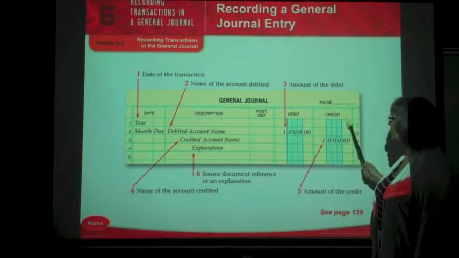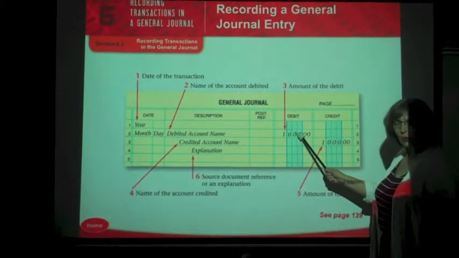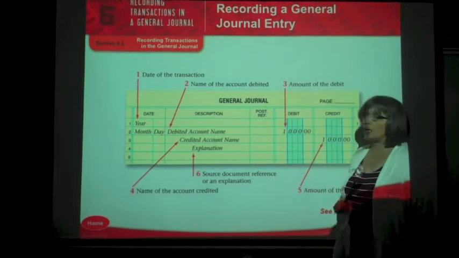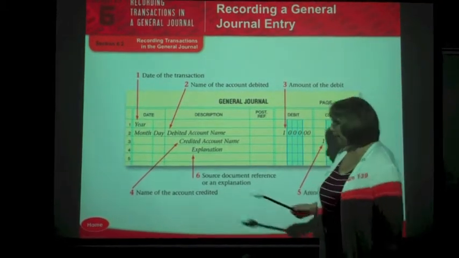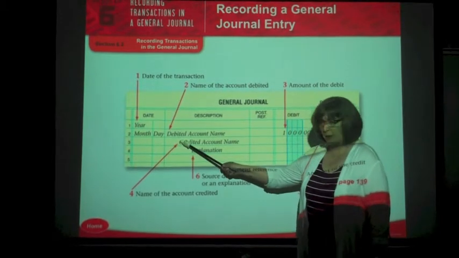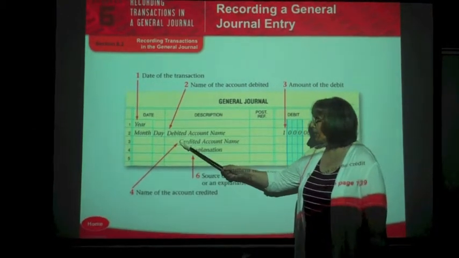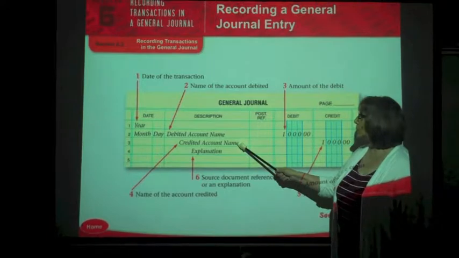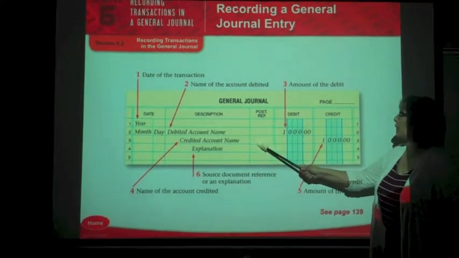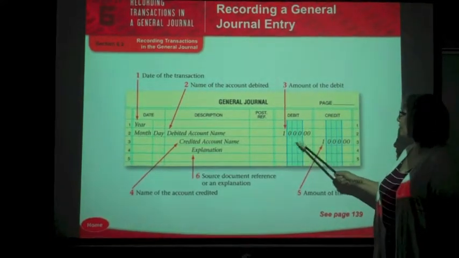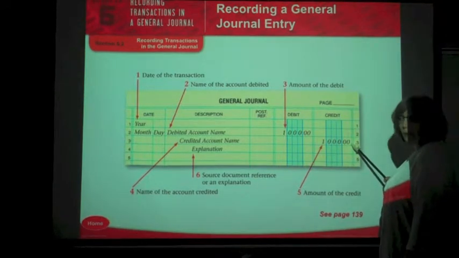debit side. Here's our T account. We're going to record it on the debit side. Then we're going to identify the credit. Notice that it's indented just about a ½ inch. You're going to write the name of the account that's credited, skip over post-reference, skip over the debits, and write the amount that it's credited for.